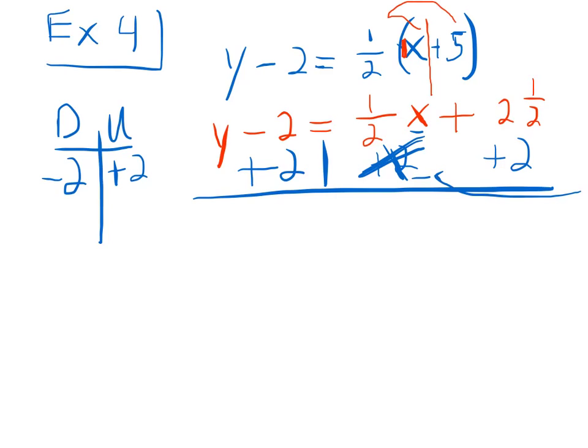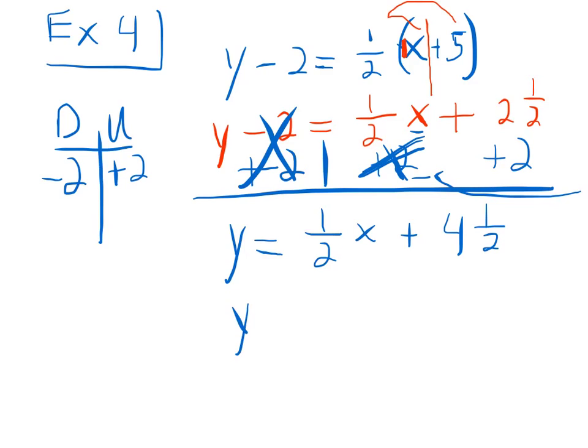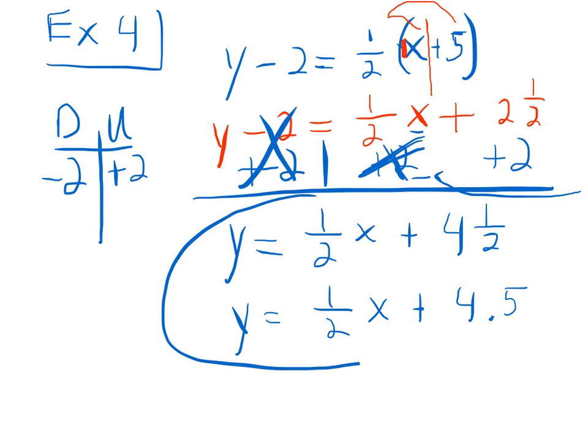The positive 2.5 plus 2, I can definitely add those. They're just regular numbers. So I'm going to rewrite this. y, the minus 2 and plus 2 cancel. I'm left with y equals 1/2 x, which doesn't change because I didn't combine it with anything. And then the 2.5 plus 2 would just be plus 4 and 1/2. Or you could write the y-intercept as a decimal: y equals 1/2 x plus 4.5. Either one of these two would work.